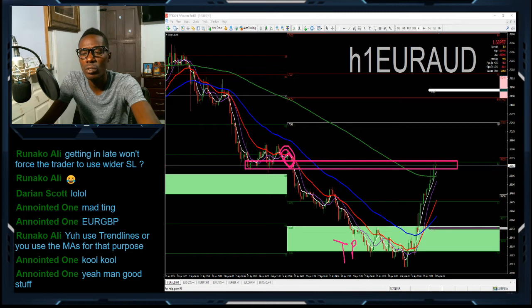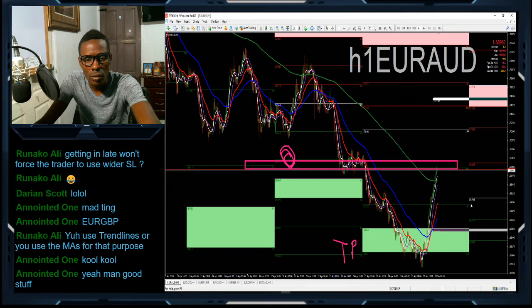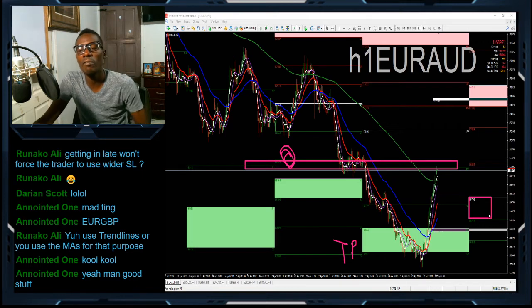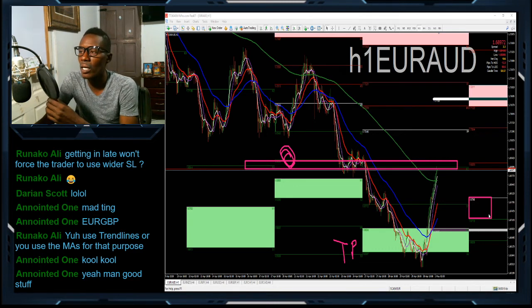Let us zoom up this. See the pivot box right here. Here is the 0.167 area, your buying zone for next week, guys. This is your buying zone for next week, right? So you already know where you're going to buy next week, in advance.